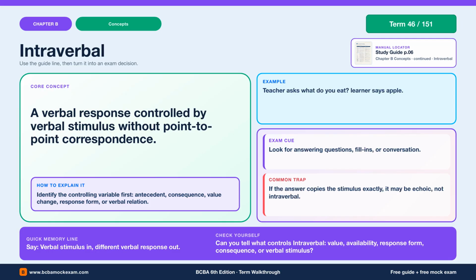Intraverbal. An intraverbal is a verbal response controlled by a verbal stimulus without point-to-point correspondence. In plain English, it is answering or conversing. For example, the teacher asks, "What do you eat?" The learner says, "Apple." The exam cue is answering questions, fill-ins, or conversation. The trap is calling it echoic when the response does not copy the stimulus exactly. Memory line. Verbal stimulus in, different verbal response out.